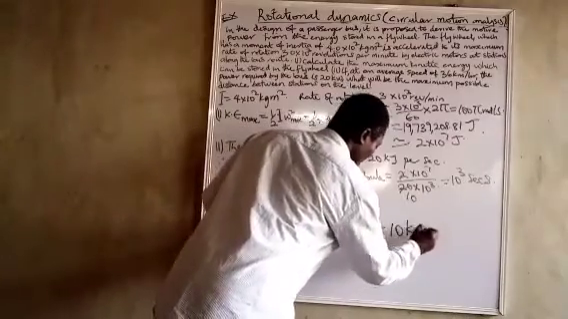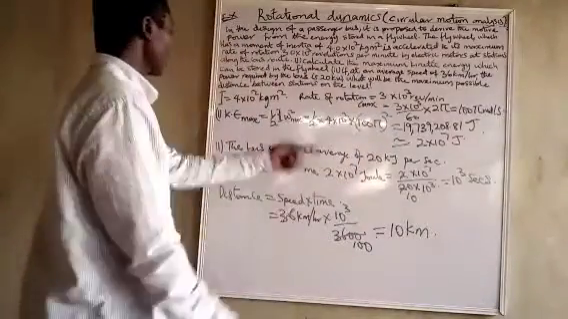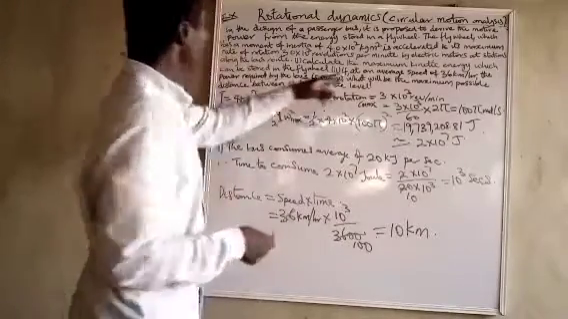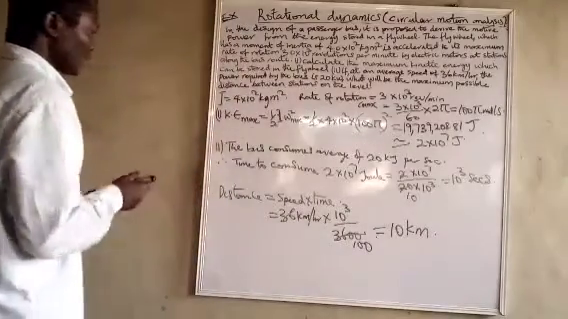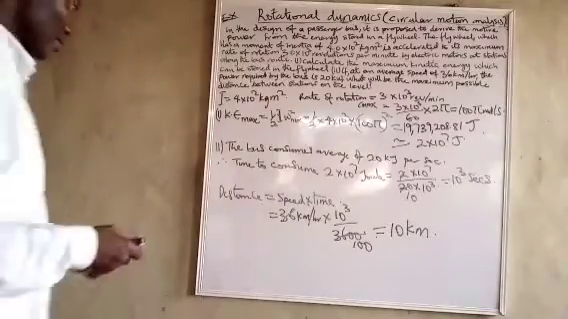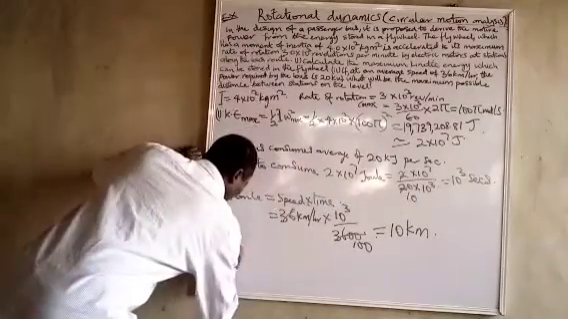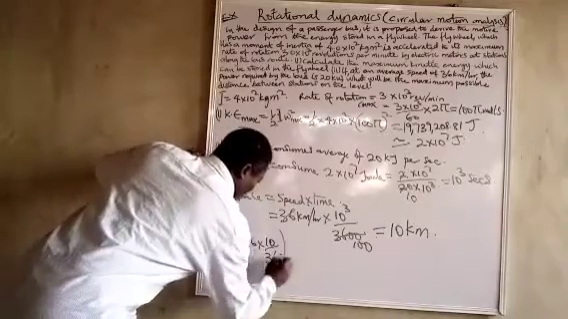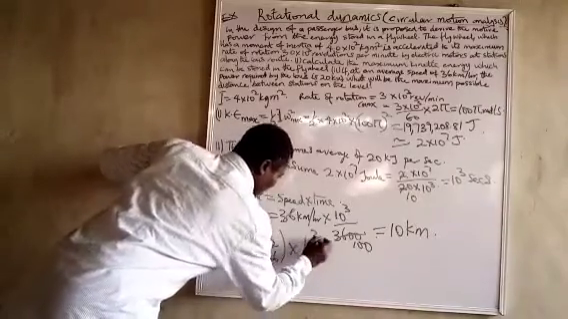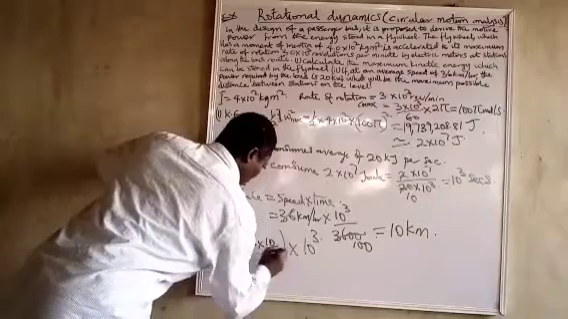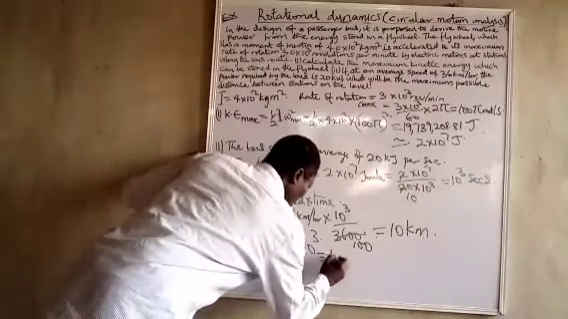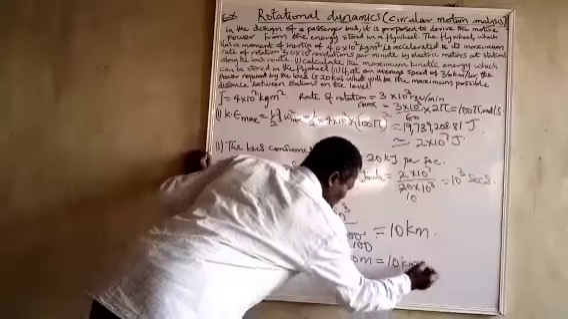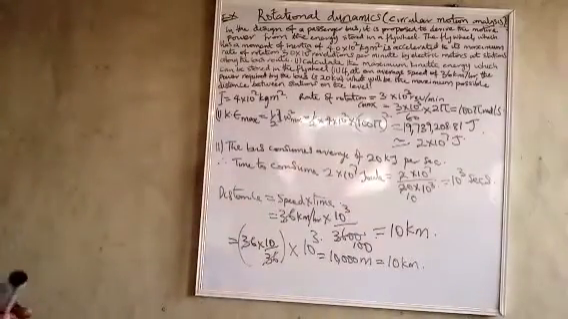Which means that the distance is 10 kilometers. The distance from one station to the other will be 10 kilometers. Or if I convert this, it's going to be 36 times 10 over 36 meters per second times 10 raised to the power 3. So this should be 10,000 meters, which is 10 kilometers. So either way, you get the same answer.